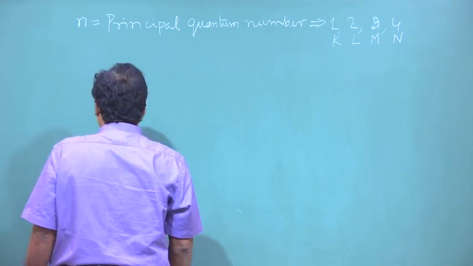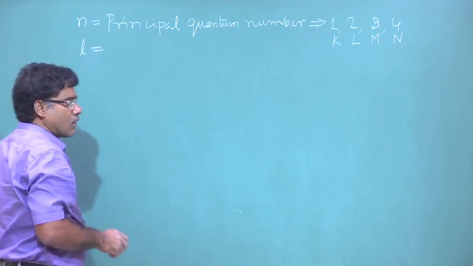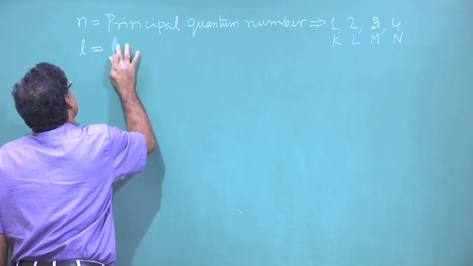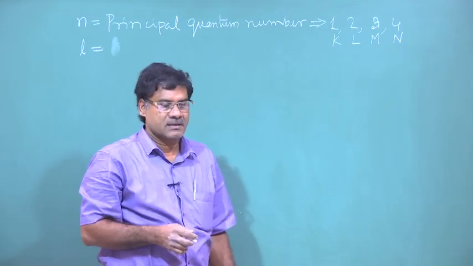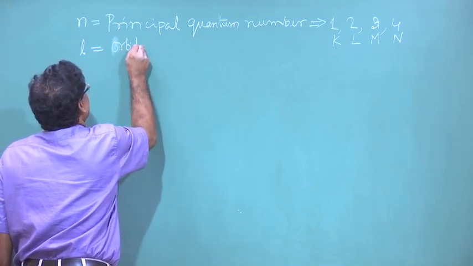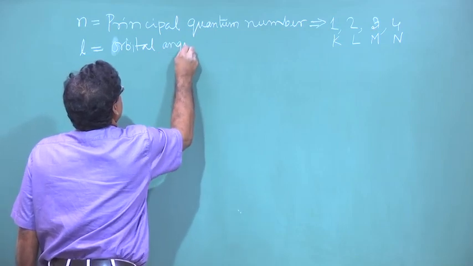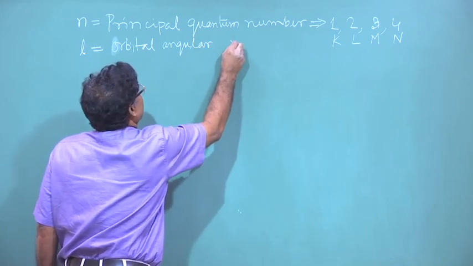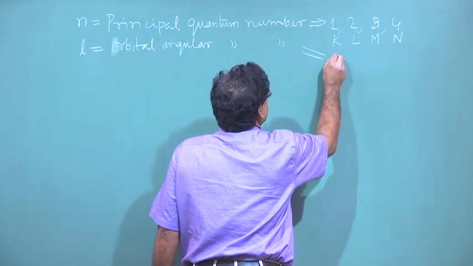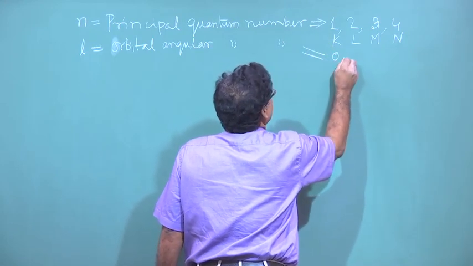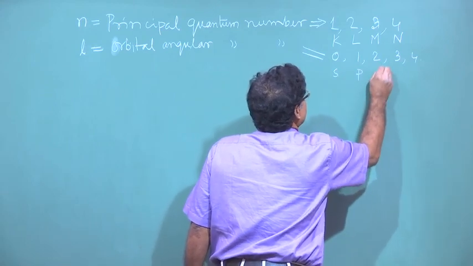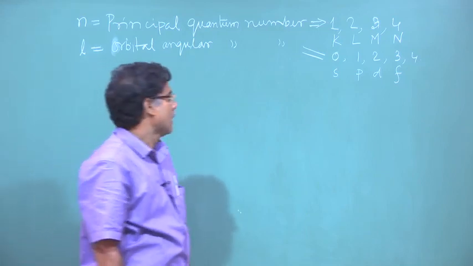And then the angular quantum number, azimuthal quantum number. Better we should write orbital angular quantum number, because we have another quantum number, that is the spin quantum number. So, this L value, for a particular n value, can take 0, 1, 2, 3, 4 etc. Its names are given as s, p, d, f, g etc.